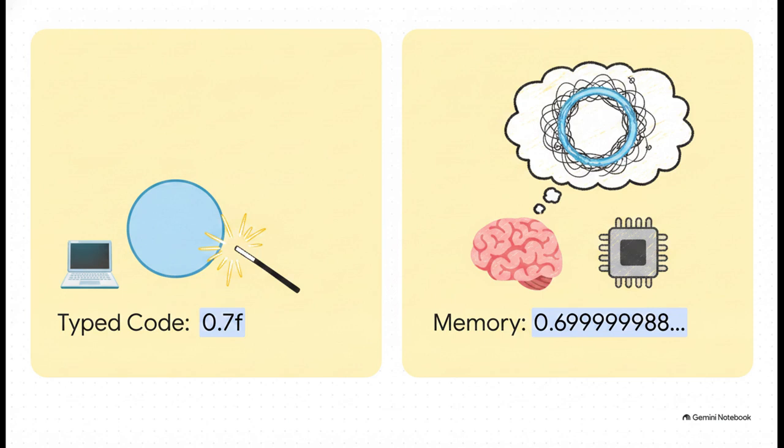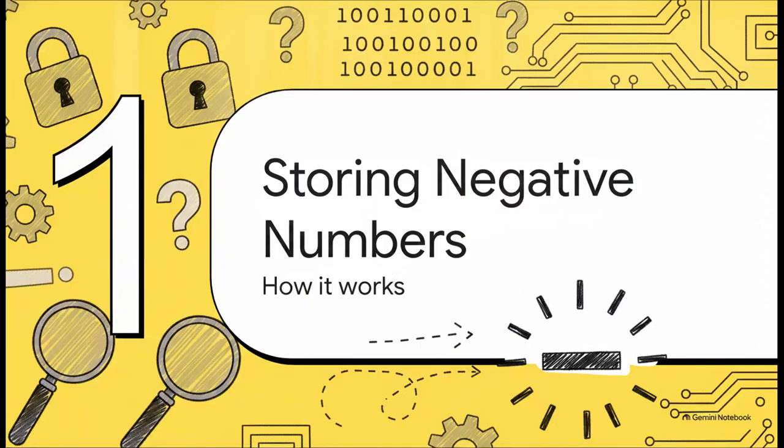If we use a formatting function to ask Java to print that exact same 0.7 float out to 20 decimal places, it completely exposes the trick. Instead of 0.7 followed by a bunch of zeros, Java spits out 0.69999880701044492. It turns out 0.7 isn't perfectly stored at all. It's a total illusion. And to solve this mystery, we first need to understand how the most basic building blocks are stored. All right, let's jump right into our first topic, storing negative numbers.